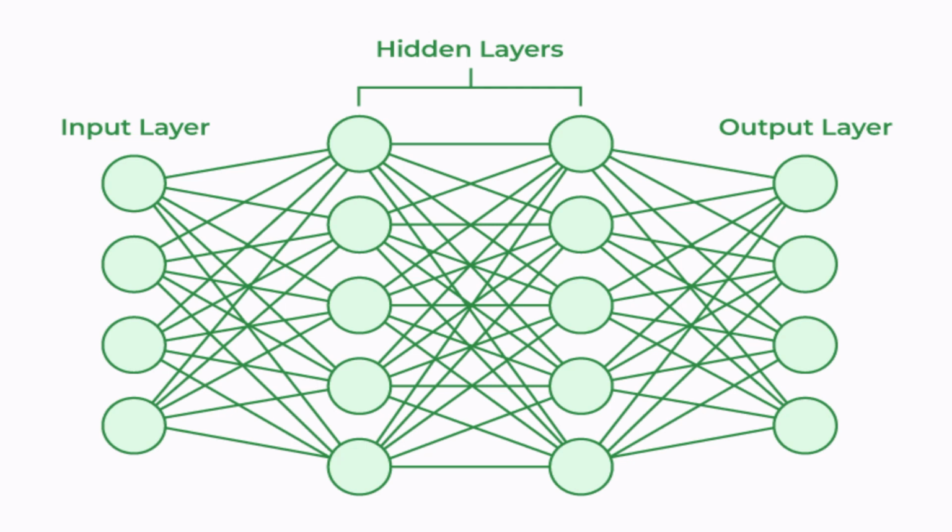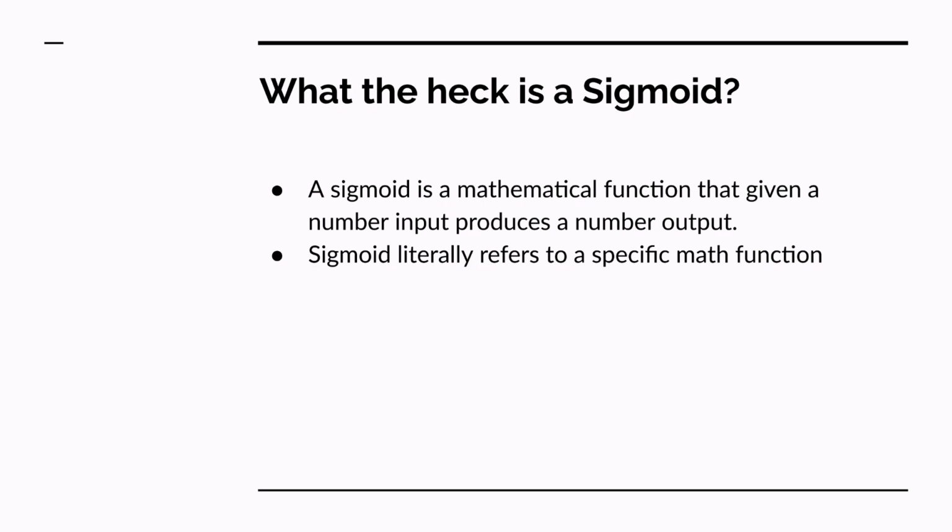I'm not going to explain any of the theory behind them, but you should be somewhat familiar with what they are and what they do. There are two special bits of knowledge I'm going to cover that we need to understand before we can start programming. First is sigmoids. What the heck is a sigmoid?